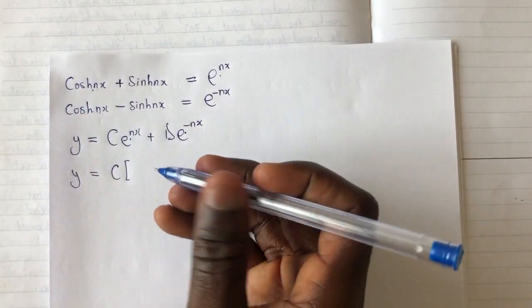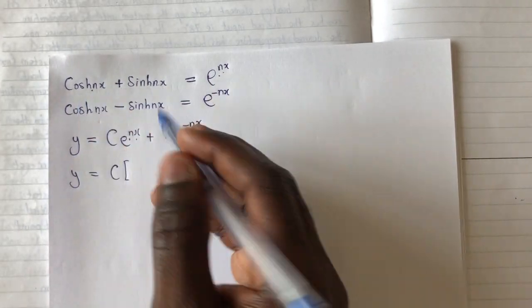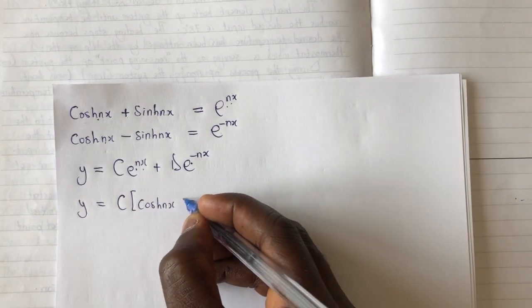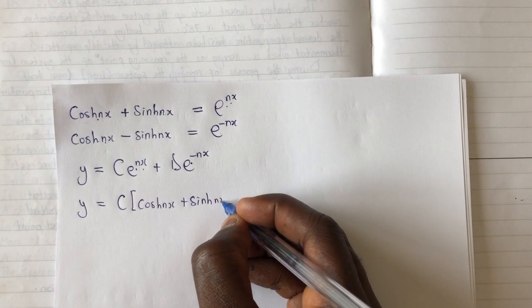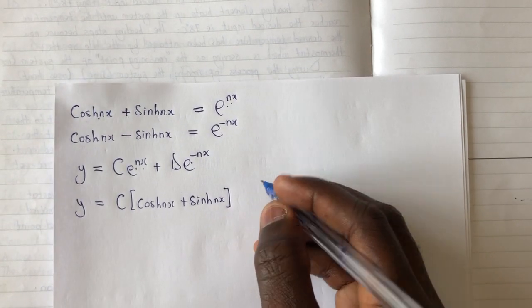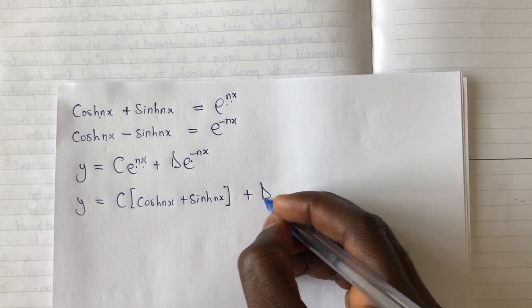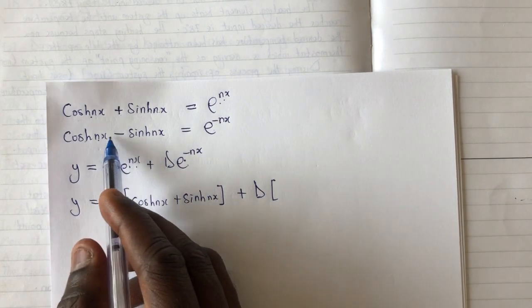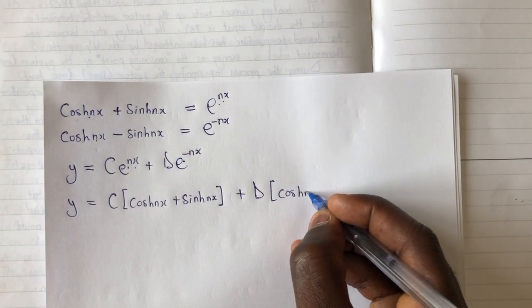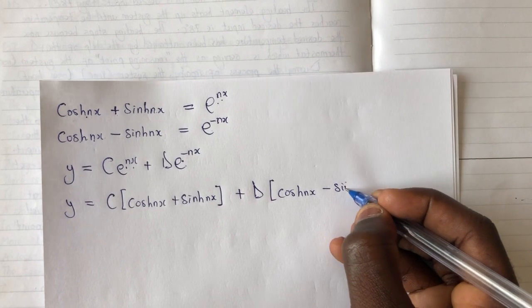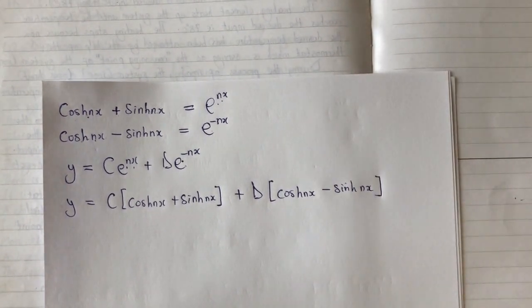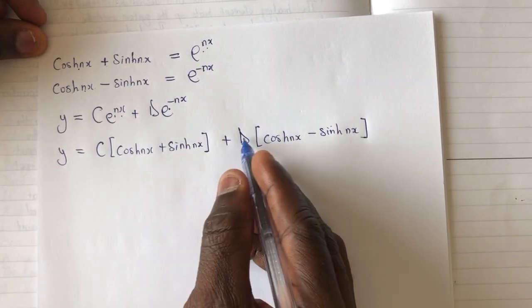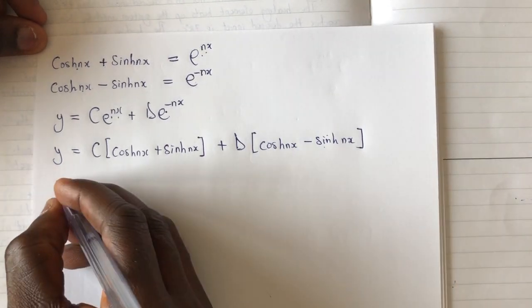Watch carefully. e raised to the power nx is the same as this. So I have c bracket cos nx plus sin nx, bracket close, plus d into bracket. This side is the same as this, so I'm substituting this with this. Cos nx minus sin nx, bracket close.